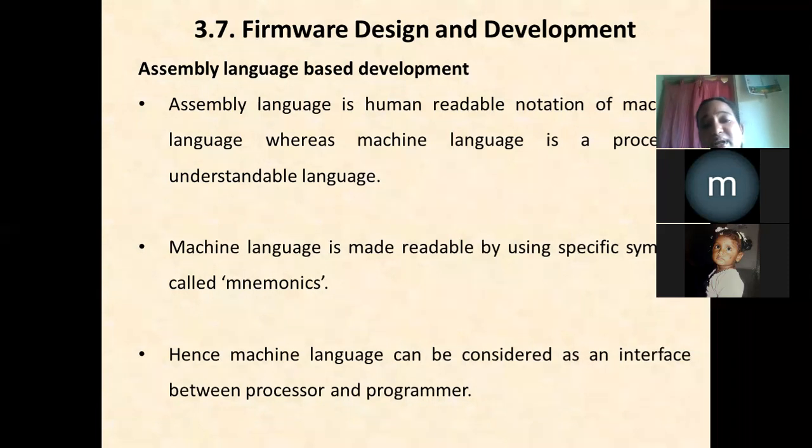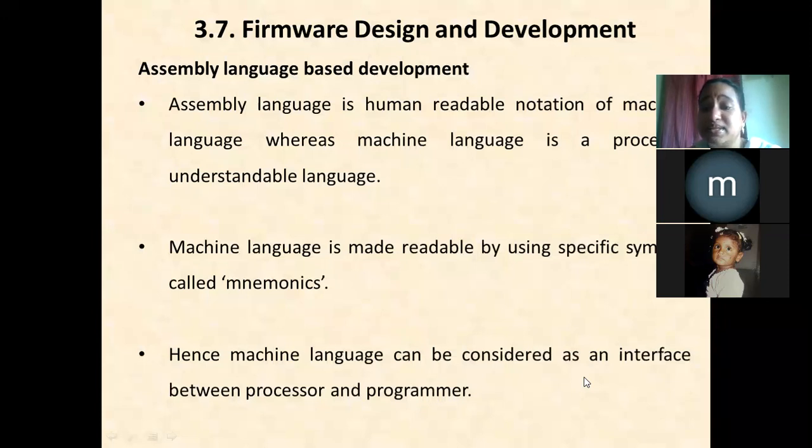Here, assembly language is a human readable notation of machine language, whereas machine language is a processor understandable language. A user cannot understand this one. To make it understandable by the target processor, we need to convert this assembly level or low level language into binary code, which can only be understood by the core of the embedded system. So here machine language is made readable by specific symbols.